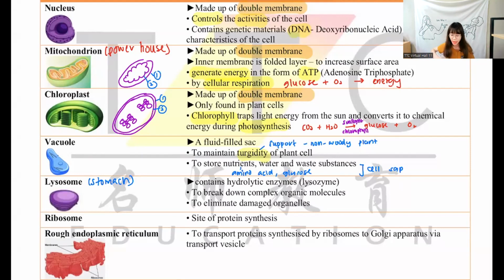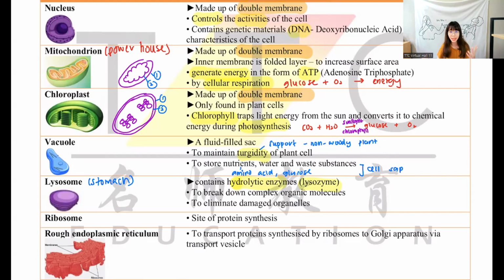So lysosome consists of an enzyme. We call this as hydrolytic enzyme, or you can write lysozyme. Personally, I would prefer you to write lysozyme because it's easier to remember. Lysosome, they have lysozyme. So the function is similar to human. They will break down and digest unwanted organelle.